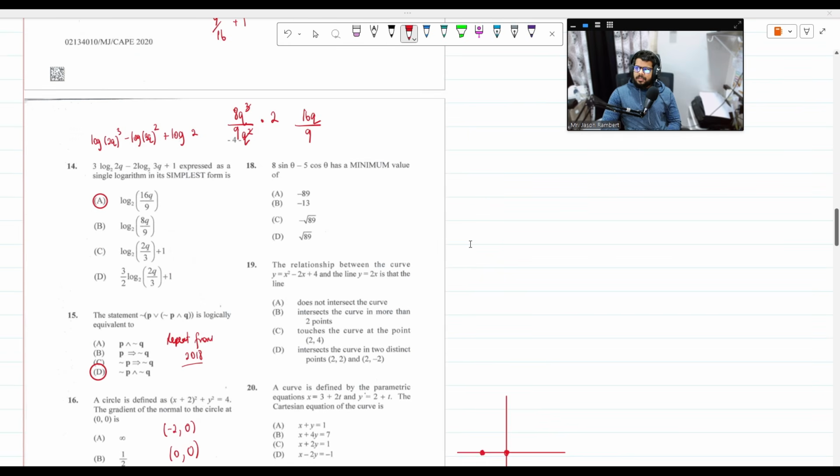8 sine theta minus 5 cos theta has a minimum value of... the minimum value is the y value, and we just need to combine this in the form r cos(theta plus alpha), and r will determine the maximum and the minimum value of the function. So if you go through the working, all you have to do is square the 8, square the 5, or the minus 5, and square root it, and that is going to give us r.